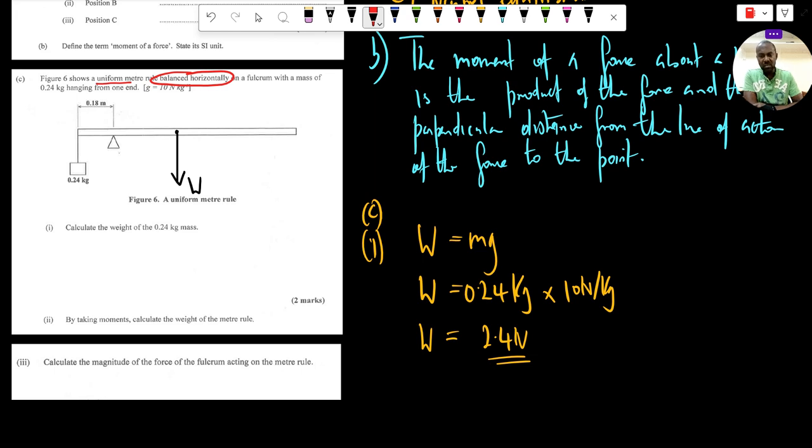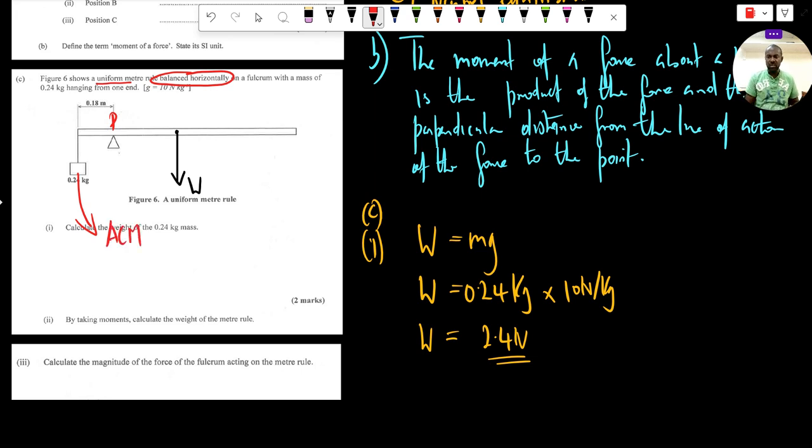However, in this case, it is obvious or logical to take moments about the fulcrum, about the pivot that we will actually label P. Now, let's identify which force is producing what type of moment. Now, the pivot is at P, and what this means is that the 0.24 kilogram mass is going to be attempting to rotate the beam in this direction. And this therefore produces an anti-clockwise moment, right?